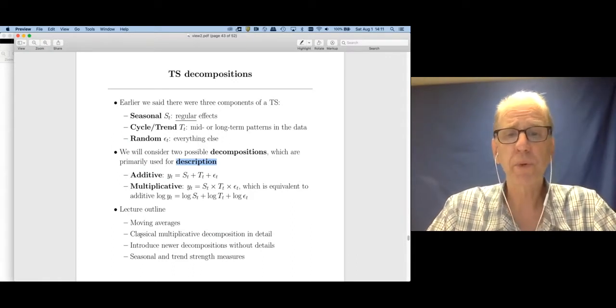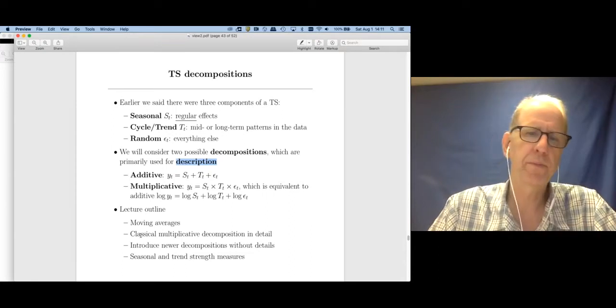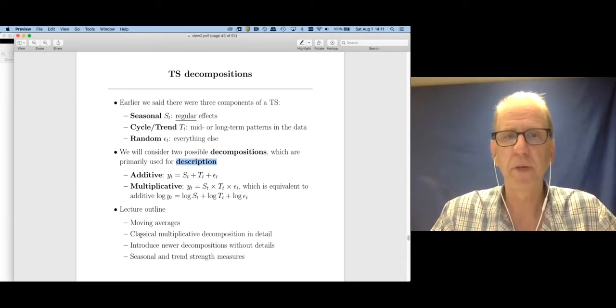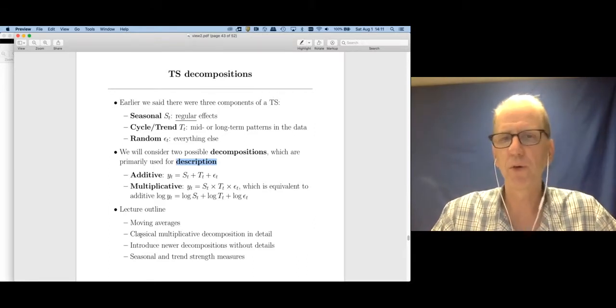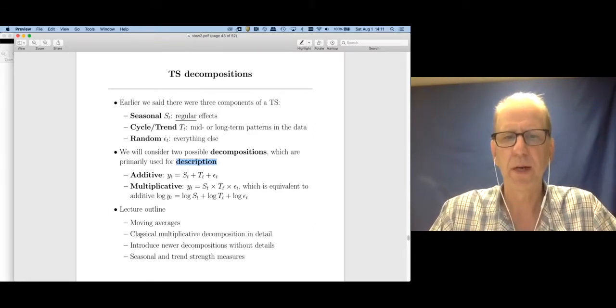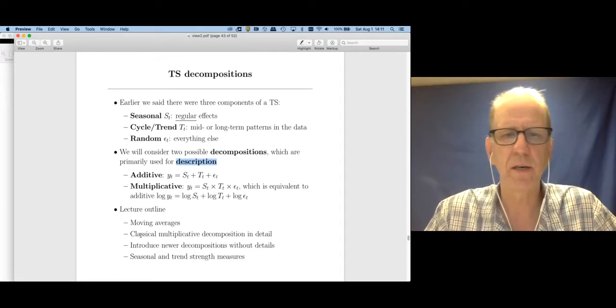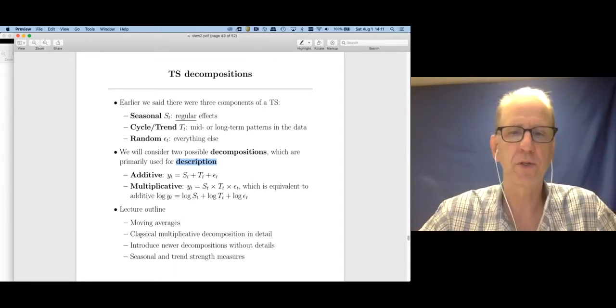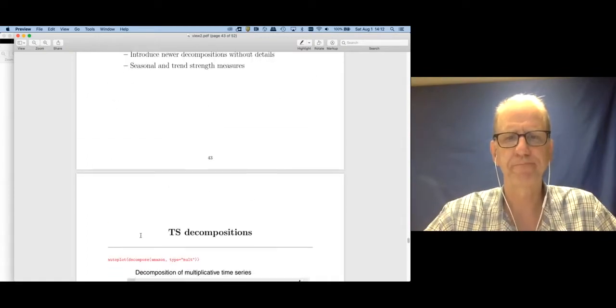I'll go over briefly some of the newer decompositions. The classical decomposition has some problems. There have been additional methods proposed to address those problems, and I'm not going to go into them in detail, but I want you to be aware of them. And then we're going to talk about seasonal and trend strength measures.